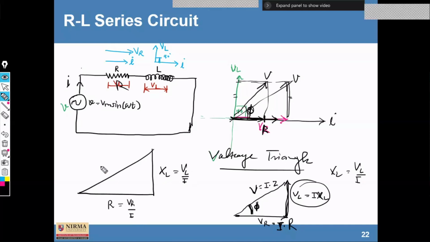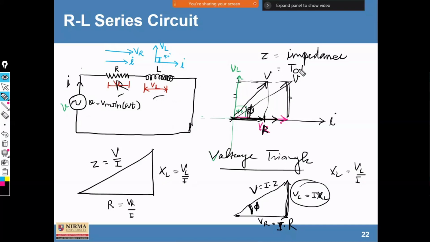And this is Z. Z is the impedance, V by I. And impedance is the total, combined resistance of the circuit. It may be resistive, it may be inductive. So if there is a combination of these two, then the total resistance is represented with the capital Z. Z is the impedance, also known as the total impedance, total resistance of the circuit.